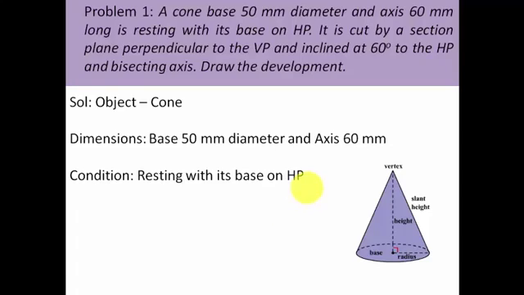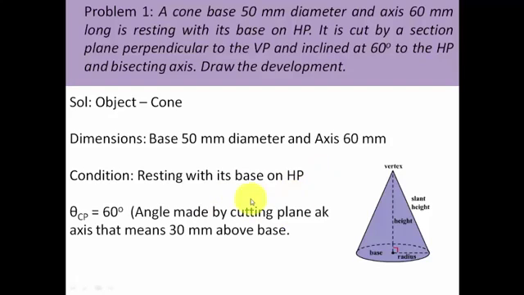Fine, let's move ahead and extract data regarding this cutting plane, also known as an auxiliary inclined plane. That's what you call a cutting plane when it makes a certain angle with the horizontal plane and is perpendicular to the vertical plane as well. The cutting plane is at an angle of 60 degrees, and at the same time it is bisecting this axis.